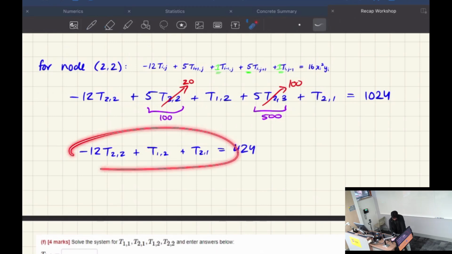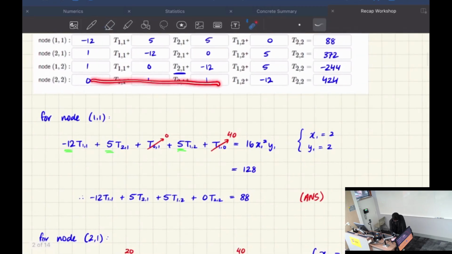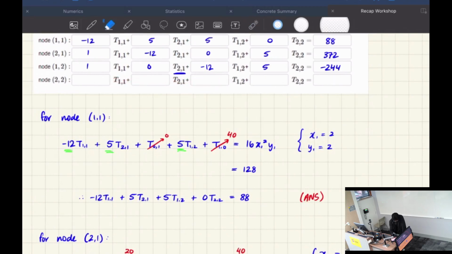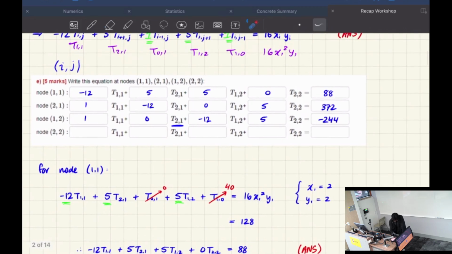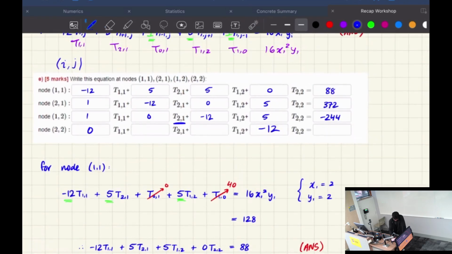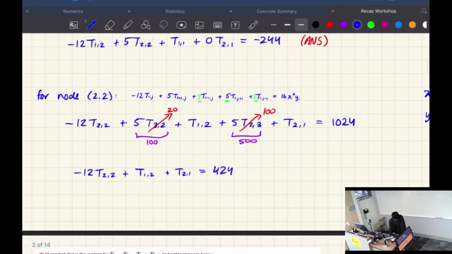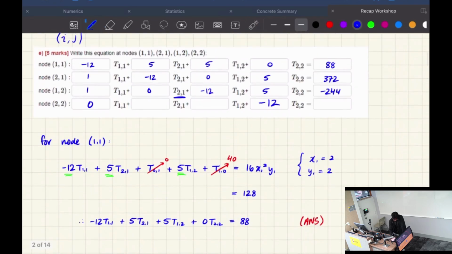Okay, now if we're taking a look at the coefficients, wait, hold on, let me quickly wrap these up. Okay, so for T22, which is over here, we know the coefficient is negative 12. How about for T11? What's the coefficient? 0. Good. T21? 1, and T12, 1. Okay, so we get 1 and 1. And we said this side is 424. Okay?